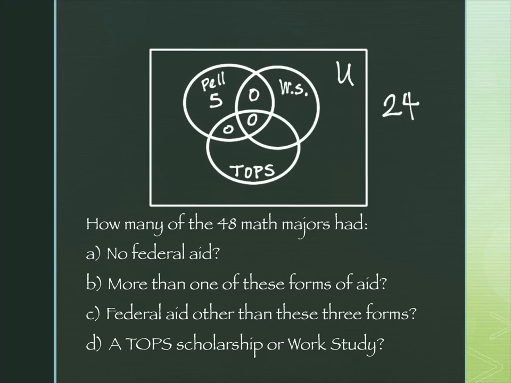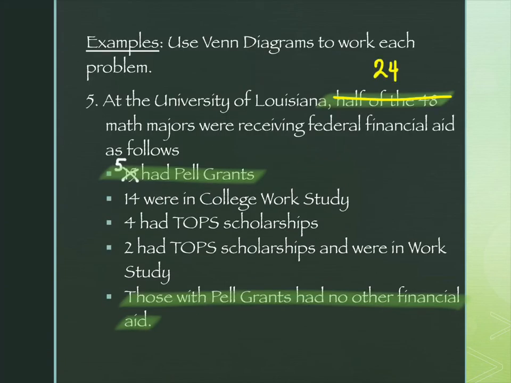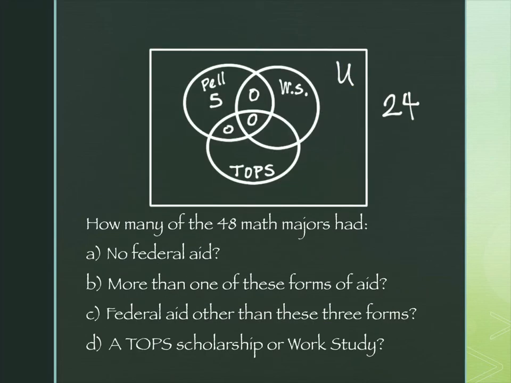Does that make sense for everybody? It's kind of a weird one with this piece because of the way they described it to begin with. Okay, let's go back and we will work our way through the list. So we haven't taken care of the 24 yet, but we've identified we do need 24 in the whole diagram, not 48. All right, so the 14 in college work study is still not a great place to start because I still have 2 regions in work study, namely the outer region and the overlapping TOPS region that I don't know. So I don't want to start with the 14.